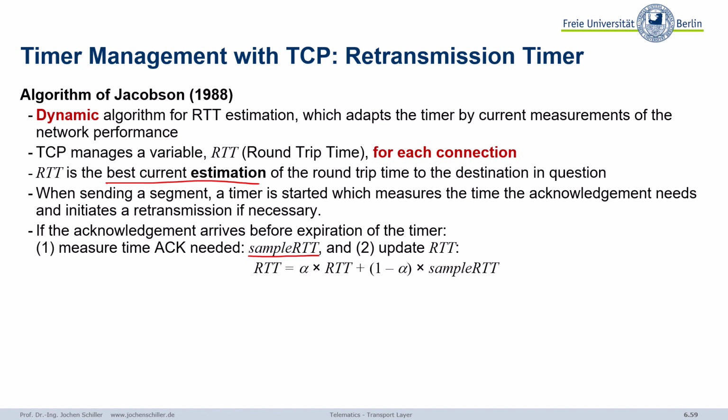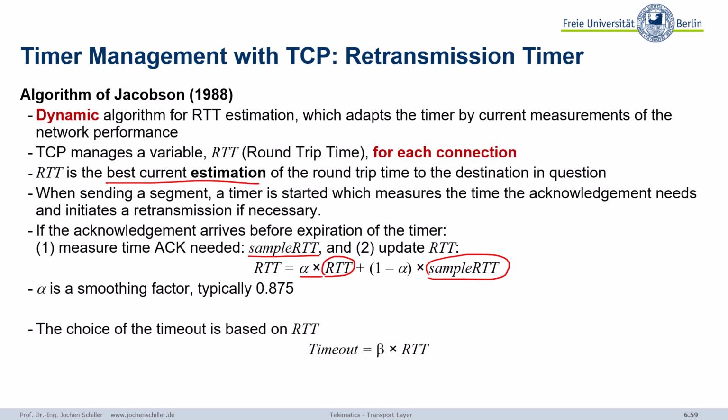And this is done based on the formula as shown here. Round trip time is some factor, a smoothing factor alpha, times round trip time. And typically we pick, for example, 0.875 as a smoothing factor. So we take into account the old value to a certain percentage. That's our old round trip time here. We smooth it a bit. And we take into account the new measured round trip time, the sample round trip time: 1 minus alpha times sample round trip time. And this is now our new round trip time.